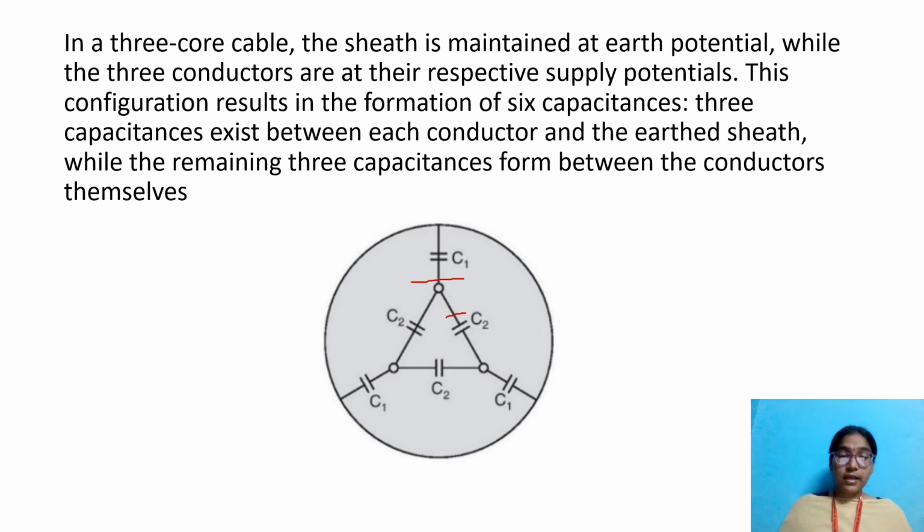First capacitance, second, third, fourth, and fifth, and there are 6 capacitances here. 3 capacitances exist between each conductor and the earthed sheath: 1, 2, 3. And the remaining 3 capacitances are between the conductors themselves.